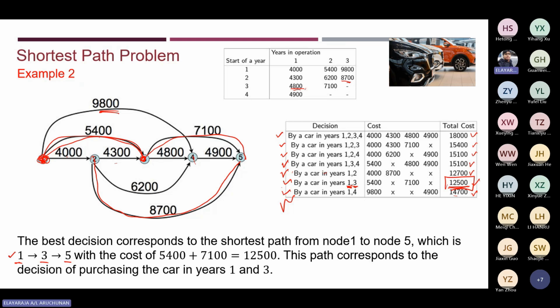You only purchase a car in year 1 and year 3. That's it, that will minimize your cost. Is it clear, guys? Is it clear? Yes, it's clear. Very interesting.